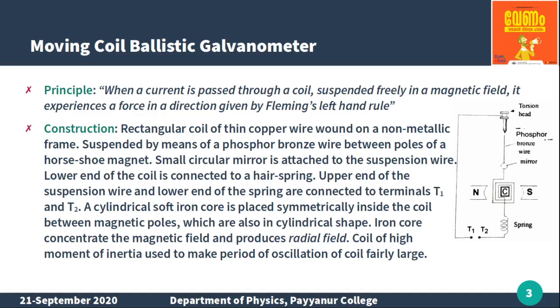But here we are simplifying it and saying that when a current is passed through a rectangular coil that is suspended freely in a magnetic field, it will experience a force. The direction of force is given by Fleming's left hand rule. You can state this as the simple principle, or you can state the other one, that the current carrying rectangular coil suspended in a magnetic field experiences a torque. Both are equally good.